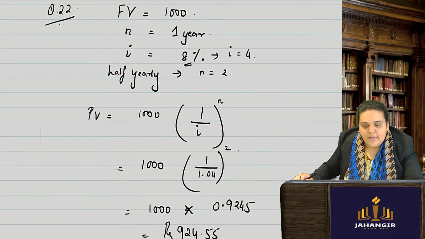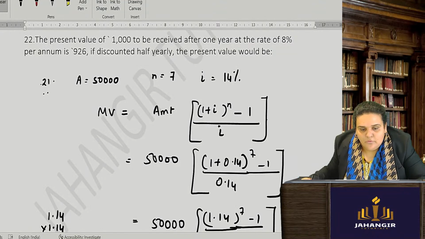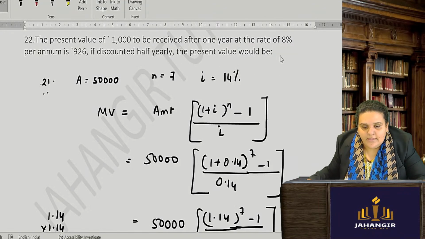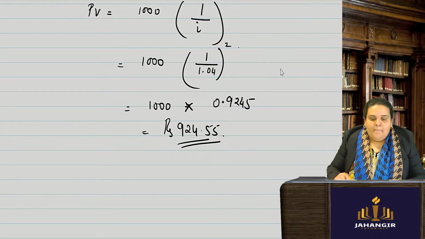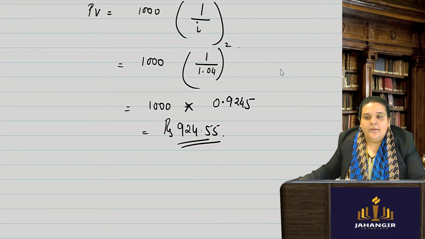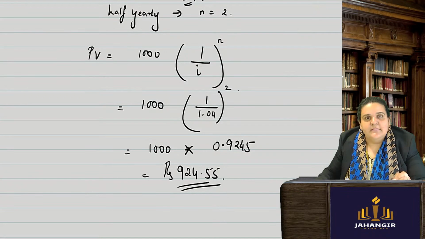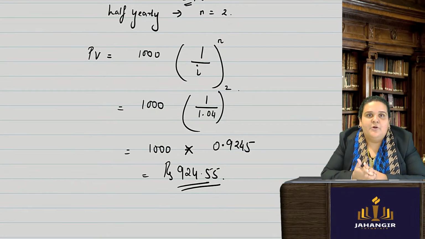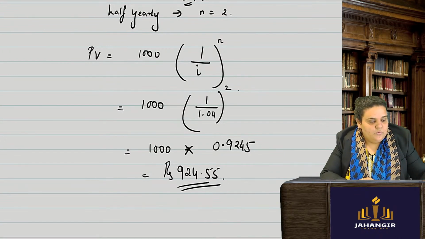So the present value of rupees 1000 to be received after 1 year at the rate of 8% is 926. But if it is discounted half yearly, 8% will now become 4%. The present value will now be 924.55. So I hope you all have taken note of all these new types of formulas. If any such sum is asked, it will be very easy for you to solve. You will be like, yes, we have already done this and solved it.